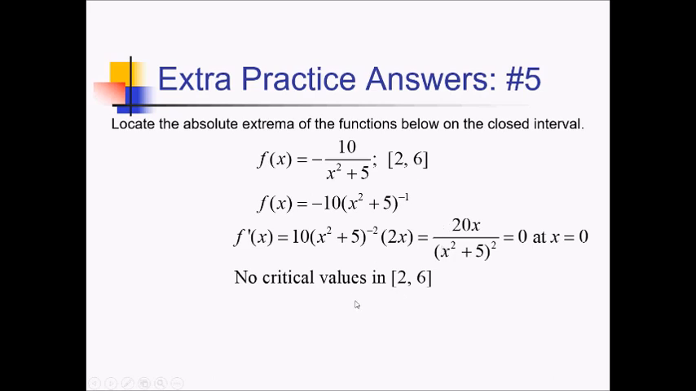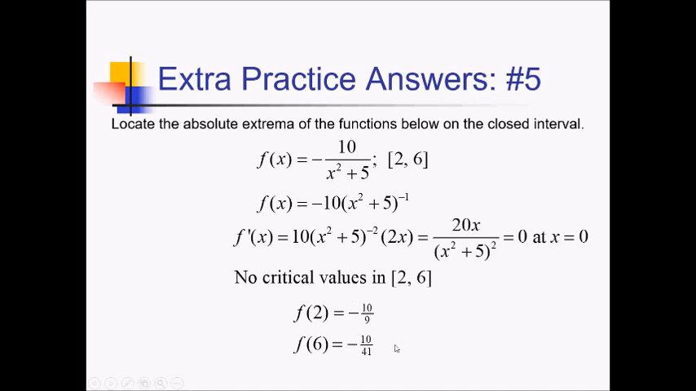So let's go ahead and test those. We've got f of 2 that we're going to test out first. Plugging that in the original here, that's going to be 10 over 2 squared plus 5, so negative 10 over 9. And we also have to test out 6. Going back here, we've got 36 plus 5, that's 41. So negative 10 over 41.